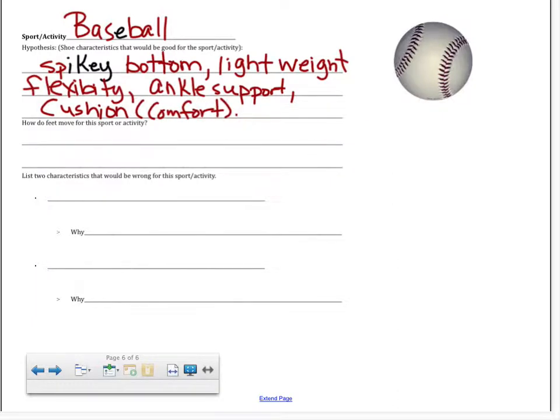Okay, that's all good. Now we're going to take a look at the sport and watch how the feet move.